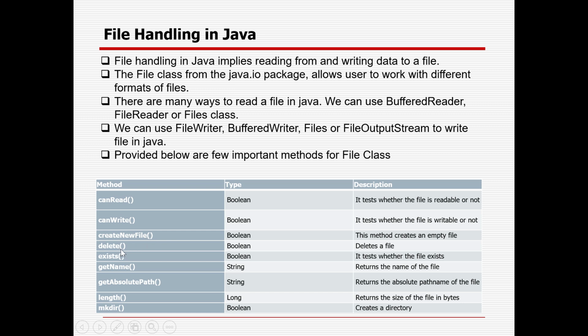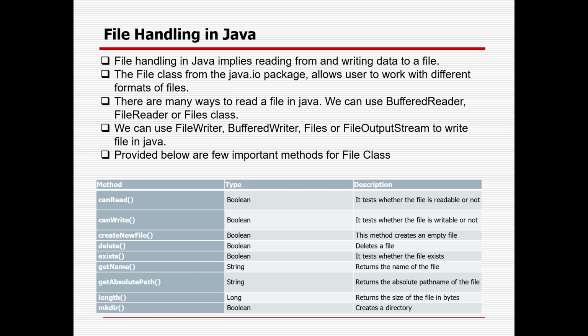You can delete a file or folder structure with the help of the delete method. You can check the existence of a file or folder structure with the help of the exists method. You can get the name of the file with the help of the getName method. You can get the absolute path of the file with the help of the getAbsolutePath method. You can create a folder with the help of the mkdir method, and you can get the length of a particular file with the help of the length method. So these are the important methods available in the Java File class.